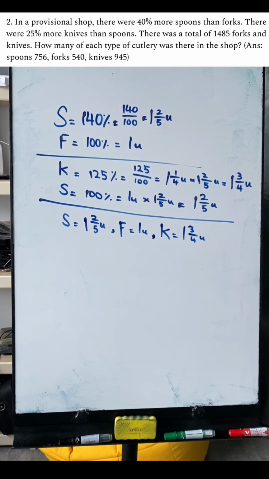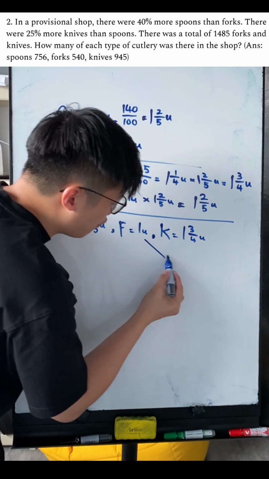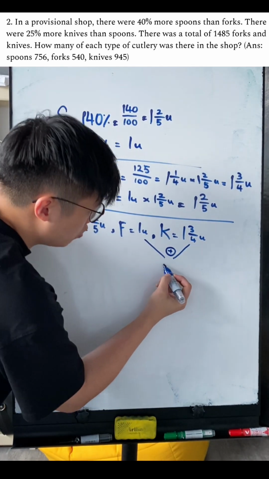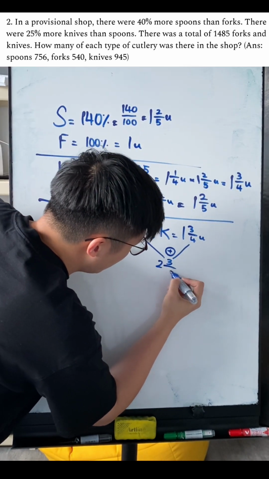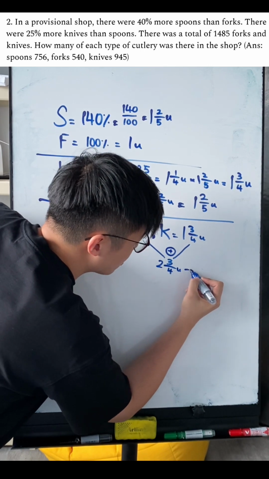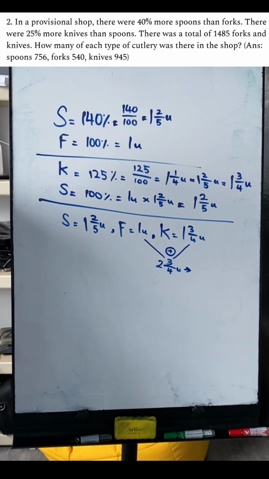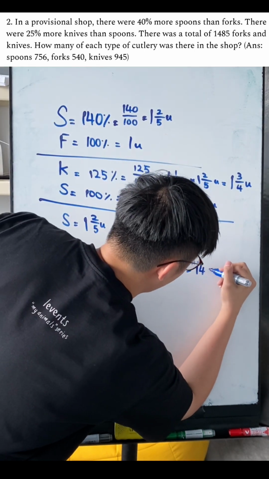The next sentence is, there was a total of 1,485 what? Forks and knives. So what you're trying to say is that when I add fork and knives together, I get this answer of 2 3 over 4 unit, and this 2 3 over 4 unit is actually my what? 1,485. Understand? So we are going to write down 1,485.